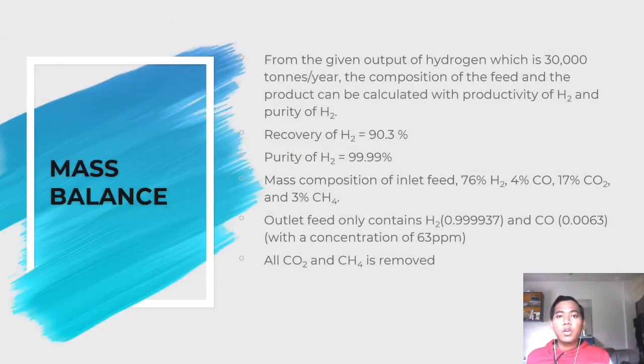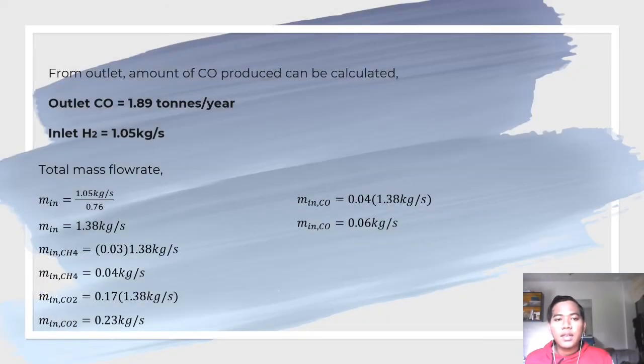Next, we go into mass balance. With the given 30,000 tons per year of hydrogen, we can calculate the mass balance with the help of data from the articles. After calculating, we can find the amount of CO in the inlet of H2, and then the total mass flow rate in and the mass flow rate of each component.